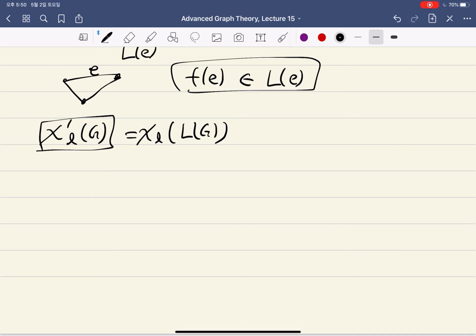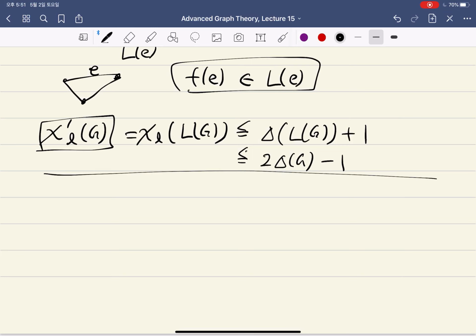Because greedy coloring again works for list coloring, this is at most the maximum degree of the line graph of G plus 1, which is at most 2 times delta of G minus 1. So this upper bound holds. But can we do even better?